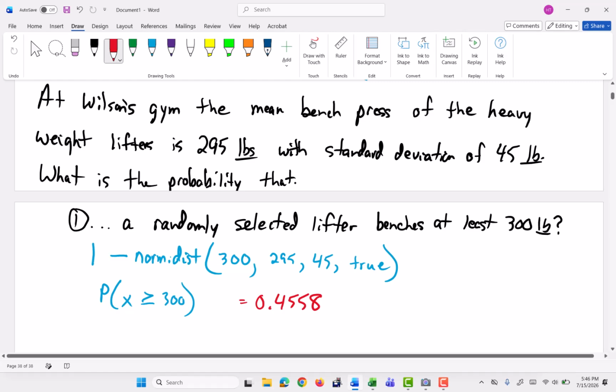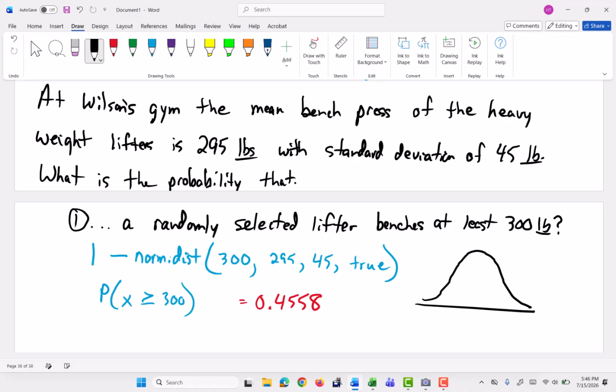And this makes sense, because if we're looking at that bell curve, this is an individual value, so it's just the population distribution. The center of that population distribution is 295. This is 300. We're finding this area over here. It's going to be close to half of the distribution because 300 is just barely bigger than the mean. And again, this is a single person, so we don't have to adjust the standard deviation. This is just a pure normal probability.